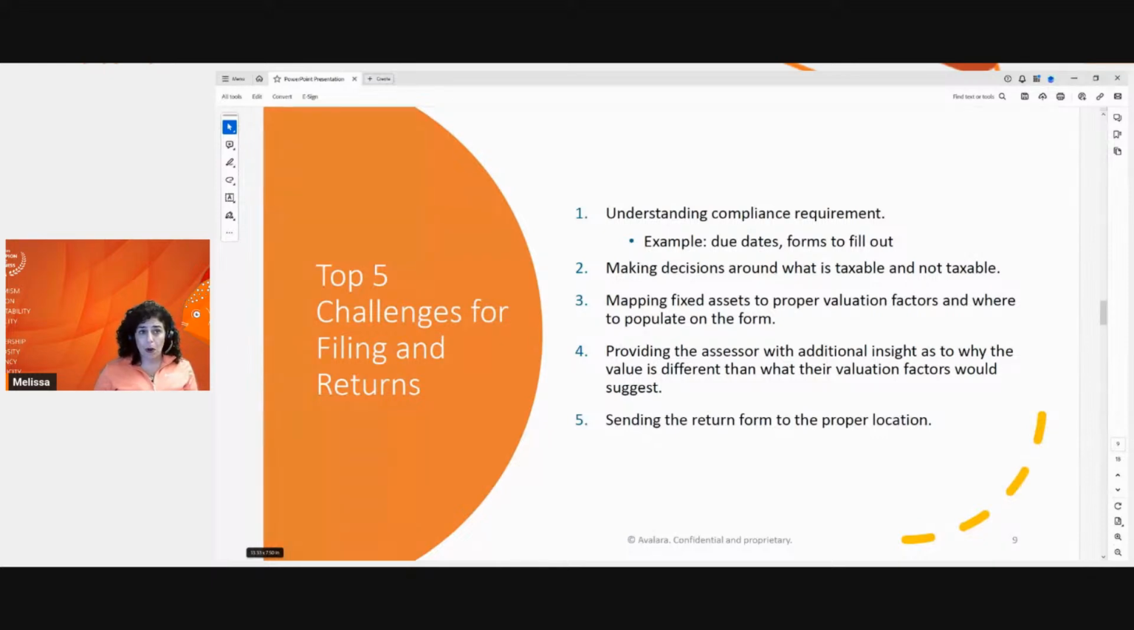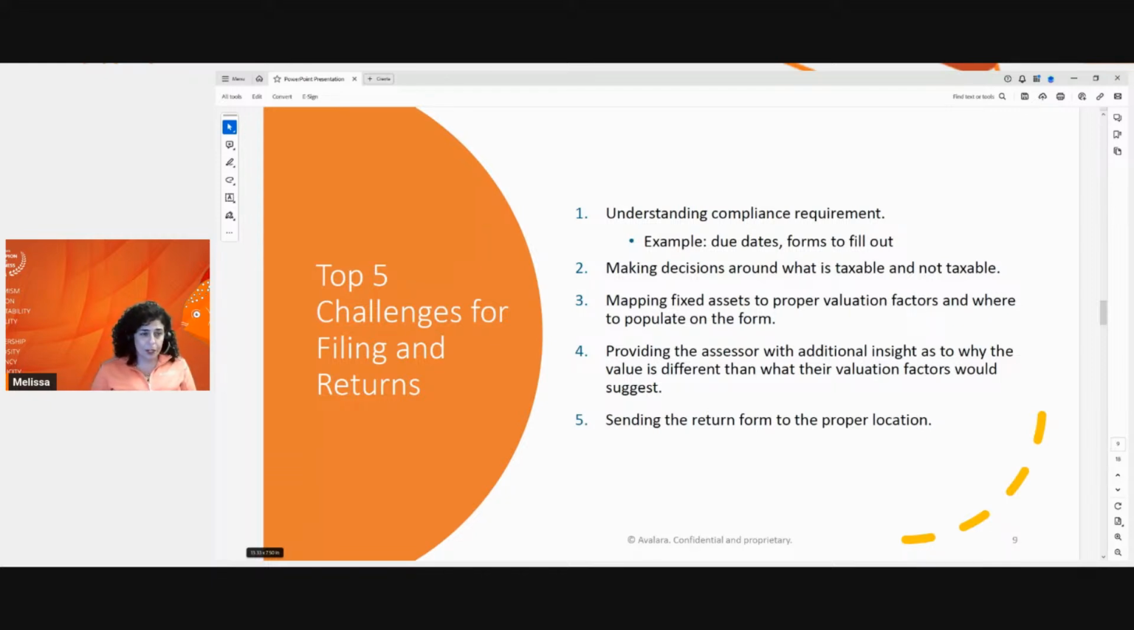And if you're putting them in the wrong schedule on the form or using the wrong factor, the assessor is going to be confused and they're going to value them as they see fit, not necessarily how you would want that to happen. So, making sure you're on top of those property classifications and that you have accurate valuation factors for those types of property. The assessor sometimes needs additional insight as to why the value is different.